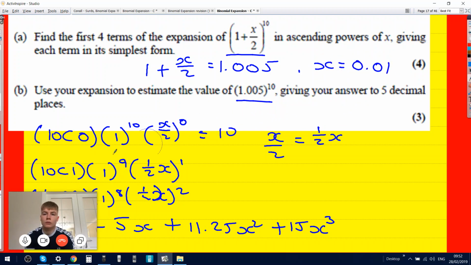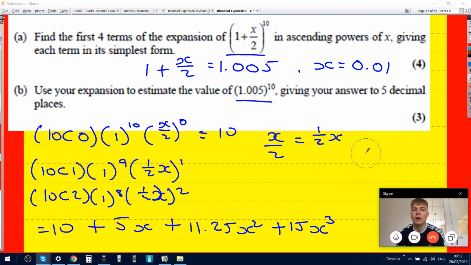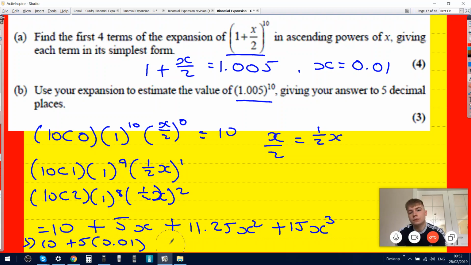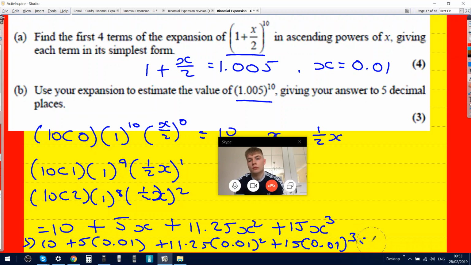And then put it into the equation. That's it. Then you sub that in. So part B, 10 plus 5 times 0.01 plus 11.25 times 0.01 squared plus 15 times 0.01 cubed. Put the whole thing in your calculator. So that's your method mark. Put the whole thing in your calculator, accuracy mark.